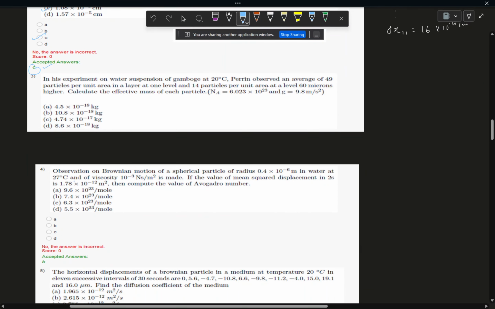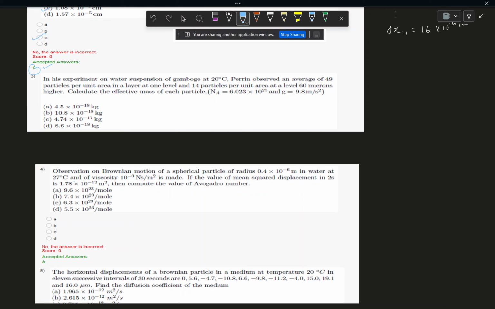Now question number 3 is that in his experiment on a water suspension of gamboge at 20 degrees centigrade, Perrin observed an average of 49 particles per unit area in a layer at one level and 14 particles per unit area at a level that is 60 microns higher than the earlier level. Then calculate the effective mass of each particle, where the Avogadro number N is given and the gravitational constant, the universal constant g, is also given.